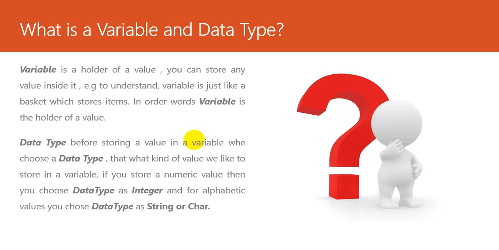What is data type? Before storing a value in a variable, we choose a data type, that is, what kind of value we want to store in this variable. If we store a numeric value, then we choose the data type integer, and if we want to store alphabets, then we choose the data type as string or a character. If you are not clear, we will give you a practical example. It will be clear and you will understand what is variable and data type. Let's move to an example.